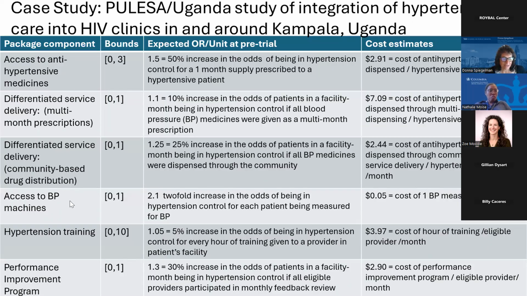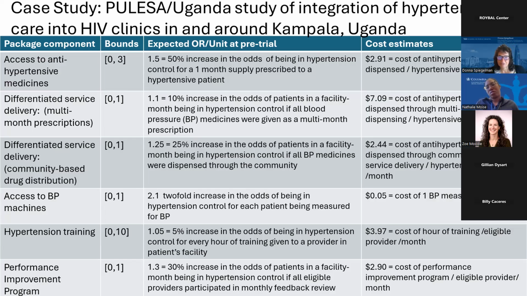So these were the package components, starting with access to antihypertension medicines. The goal is for patients to be in hypertension control. Whether they're hypertensive or they have to be screened, and maybe they're not hypertensive and they have to be repeatedly screened to make sure they don't develop it, or we screen them and they are hypertensive and then they need hypertension care. So we first have to have access to the medicines.